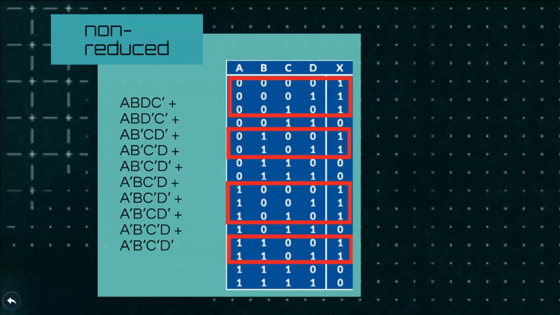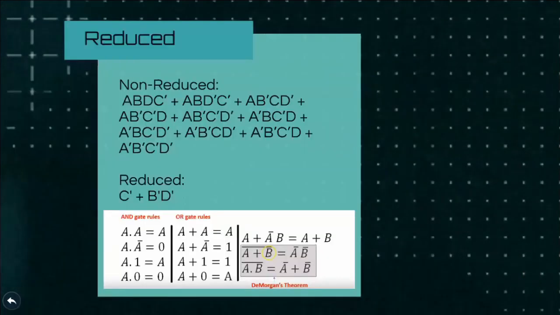It is very simple to derive a non-reduced Boolean equation by simply taking each true output and writing out the inputs, then moving on to the next true output and repeating the same process. Once we get the non-reduced equation, we can also create the reduced version. From the non-reduced equation, we can use Boolean theorems to simplify the equation. Here, the reduced equation is C0 or B0 and D0.